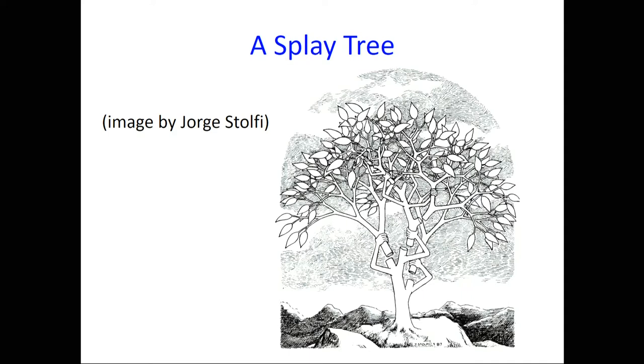The data structure we came up with, we called the splay tree. Splay as a verb means to spread out, and you'll see how that idea comes into play in the data structure. This is an artist, George Solfi. He drew this picture for my Turing lecture. This is a self-adjusting search tree, or self-adjusting tree. It doesn't have to be a search tree.